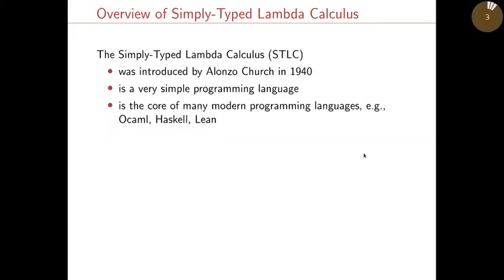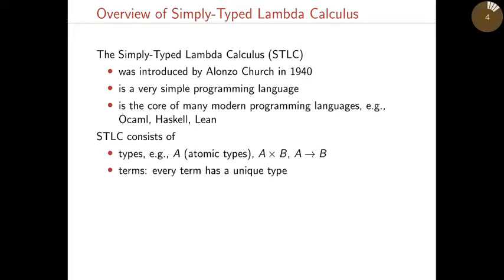The simply typed lambda calculus was introduced by Alonzo Church in 1940. It is a very simple programming language, but it's nevertheless very important and very useful because it is the core of many modern practical programming languages. For instance, OCaml, Haskell, Lean, and many more.